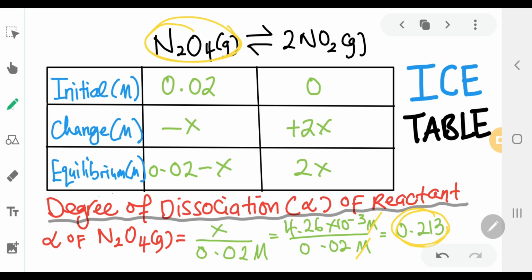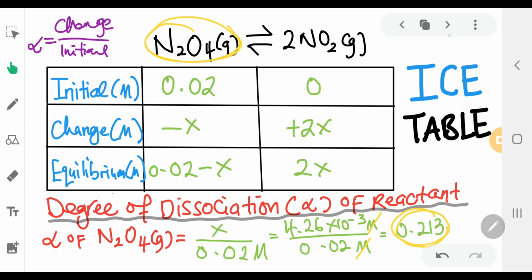Okay? The truth is, degree of dissociation is going to be your change over initial. Okay, so what I did just now, I take the change in concentration divided by the initial concentration of your reactant, because your reactant over here is the one getting dissociated to form NO2.